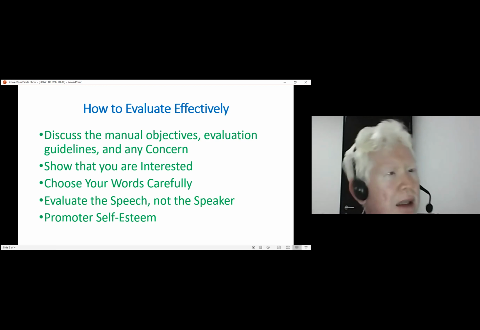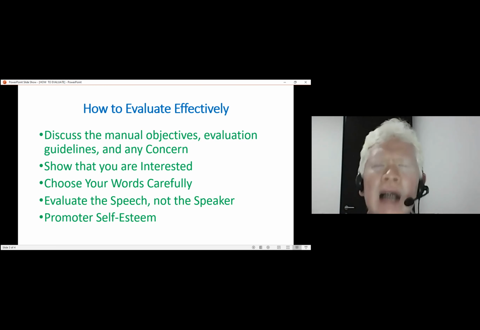Next is show that you are interested. What does that mean? You are interested in the topic the speaker will deliver. So it is better for you as an evaluator to check the draft of your speaker's speech and then give encouraging comments such as, "Wow, this is a very good speech.